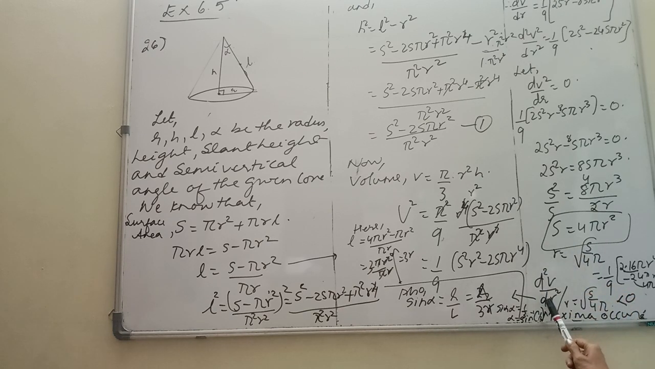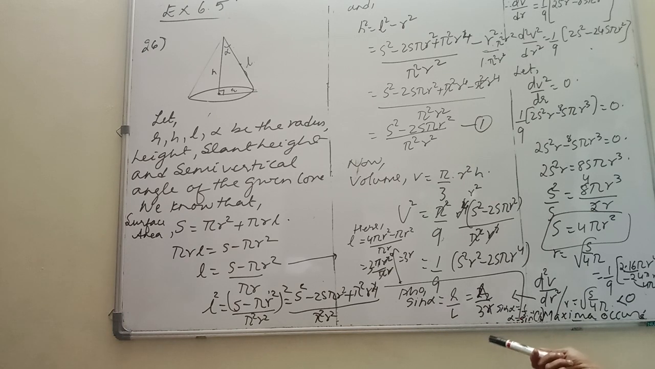We'll check that value at d squared V over dR squared. You get the value as negative, so we say that maxima occurs. So one of the tasks is over. The other task is to show that the semi-vertical angle is 1 over root 3. Yeah, they say 1 over 3. You have to show that.